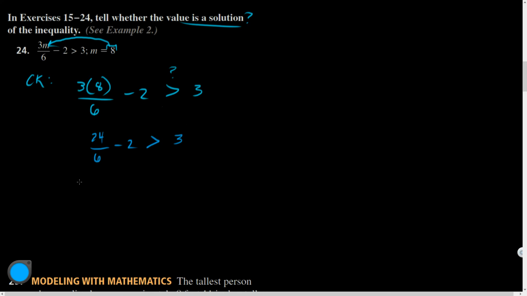It's legally binding. 24 divided by 6 is 8. 8 minus 2, is that bigger than 3? Is 6 bigger than 3? Yeah. Therefore, so what does this tell me? Therefore, 8 is a solution. 8 made my inequality true.